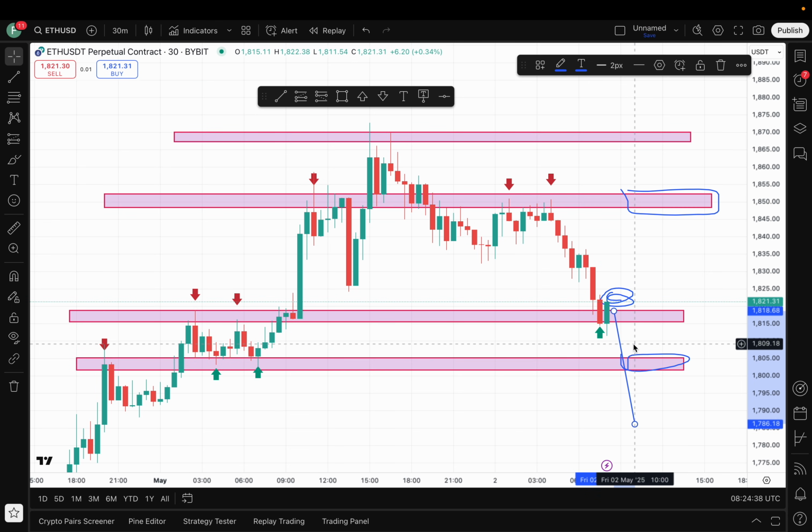But let's say, for example, you have more risk appetite. Maybe you don't want to put your stop loss there. Maybe you think it's too close. There are some people who will think maybe this is too close.